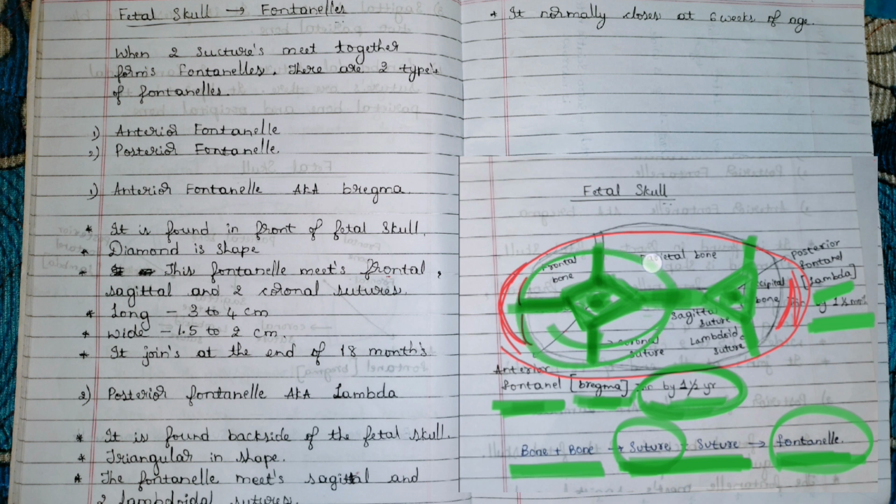This is very important. If you see its length, it is around 3 to 4 centimeters and its width is around 1.5 to 2 centimeters. And this is about the fontanelles.